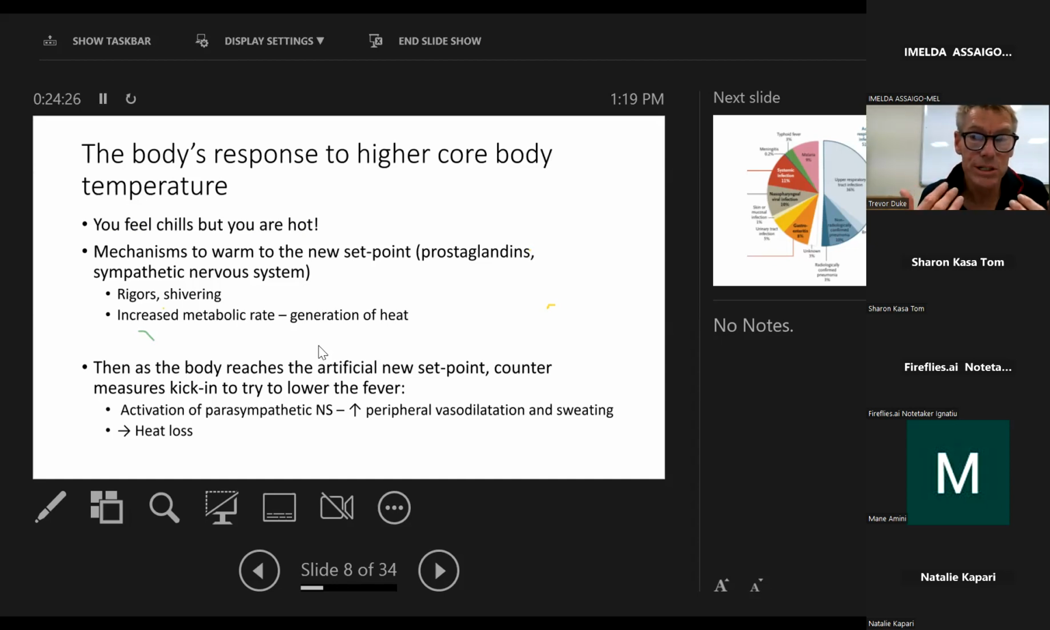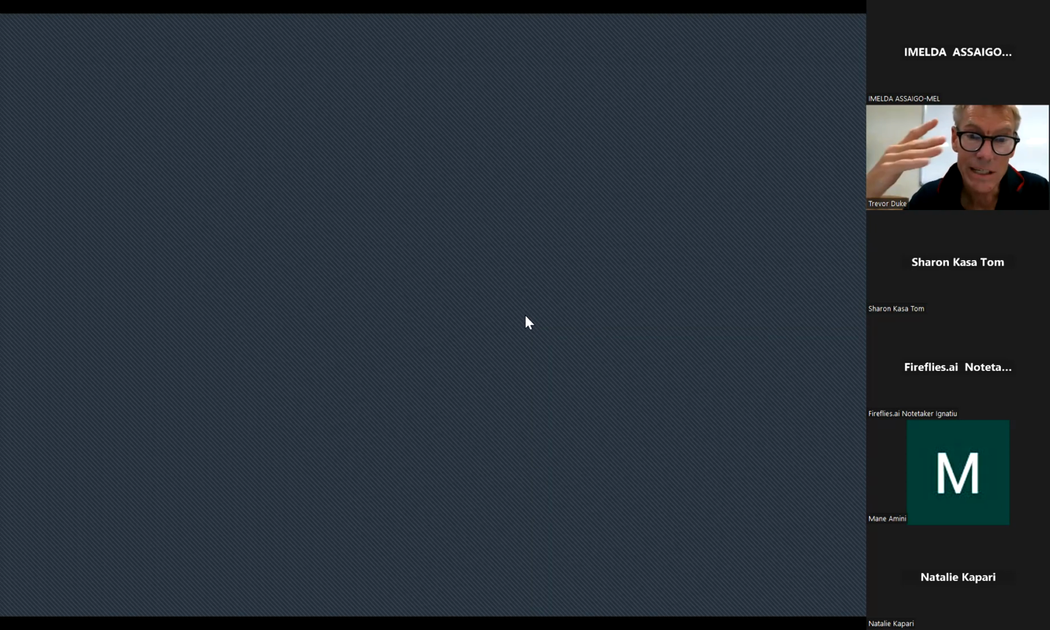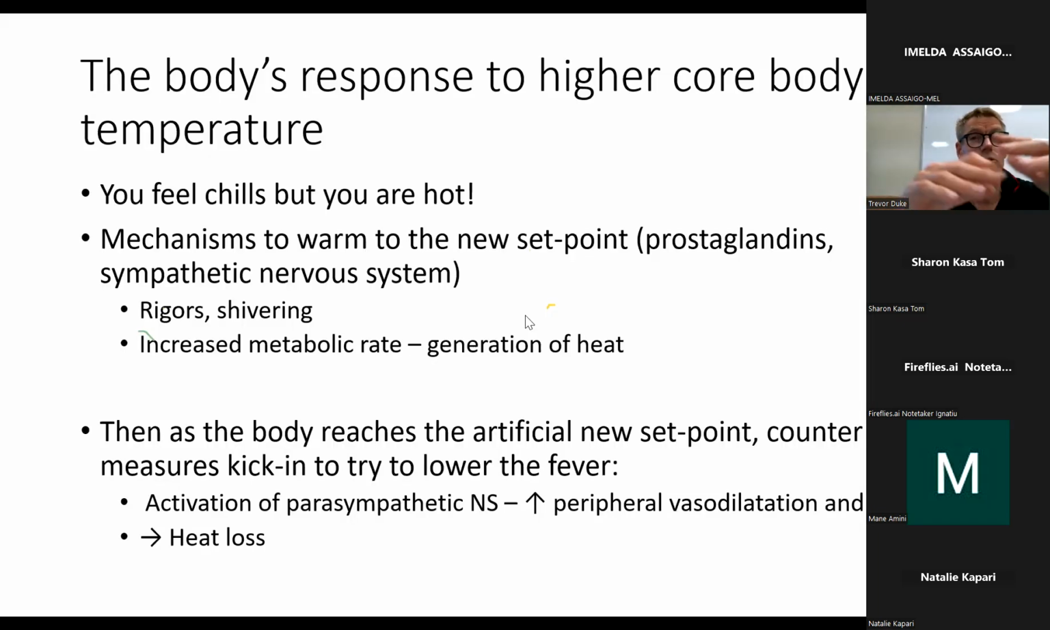And then when your body reaches this artificial new set point, your countermeasures to fever set in, and that can lower the temperature, right? So once your body has reached that set point, you have activation of the parasympathetic nervous system, and that's why you get vasodilatation. When you see children who are really hot, they're often red and inflamed, really vasodilated, and they've got a bounding pulse because they've got blood flowing to their peripheries, and their body's trying to lose heat to get it back to that lower temperature to stop them overshooting.